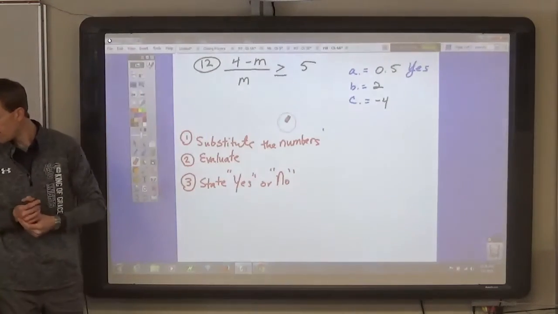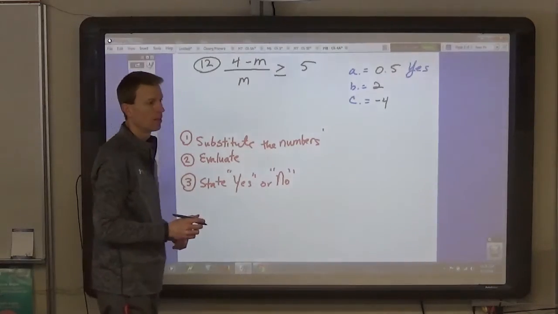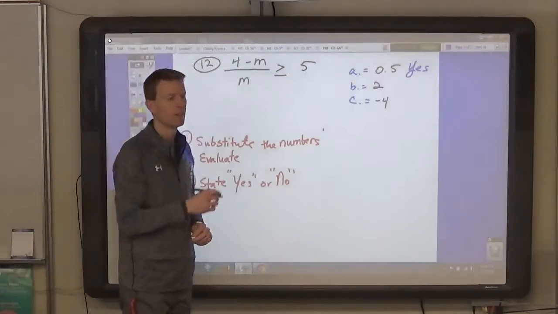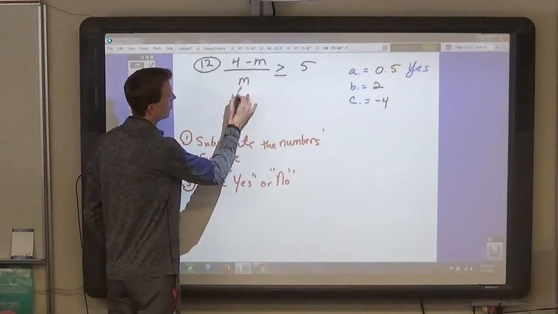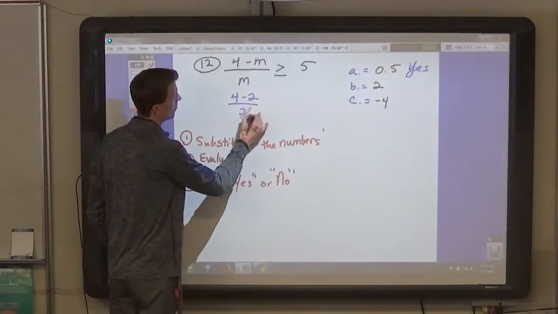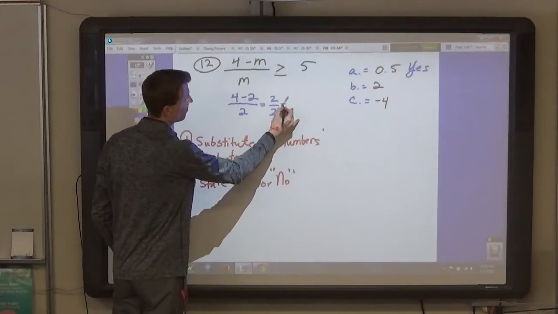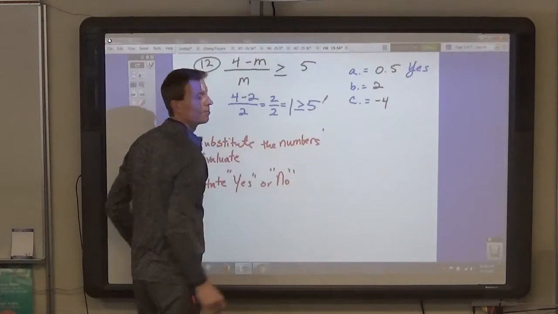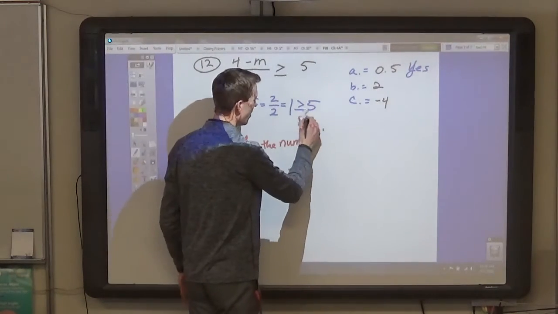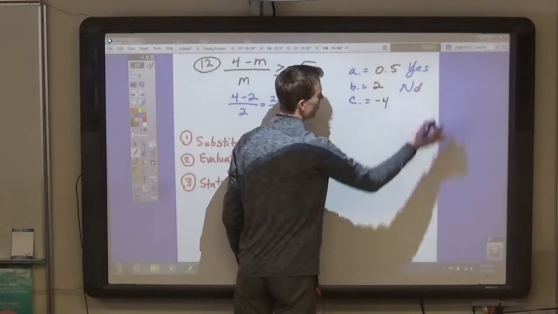Aiden, how about B? Okay, so you replace m with 2, so 4 minus 2 over 2, and that would be 2 over 2, and then 1 equals 1, and that is false. Good. That's exactly correct. Nice. So no.